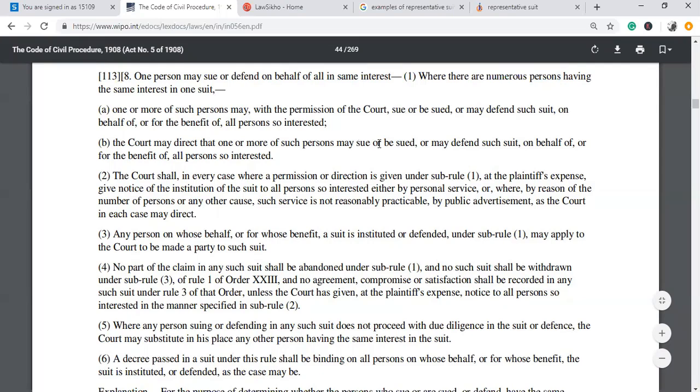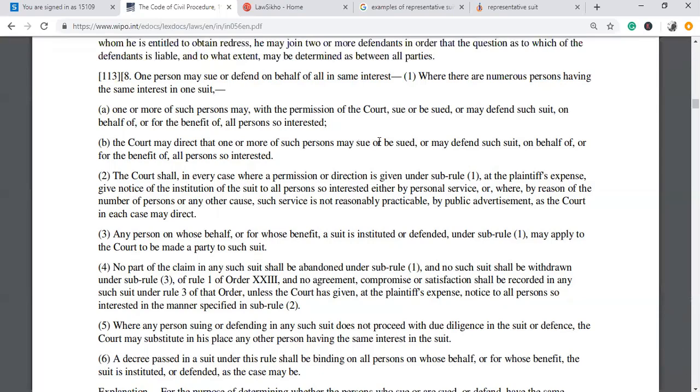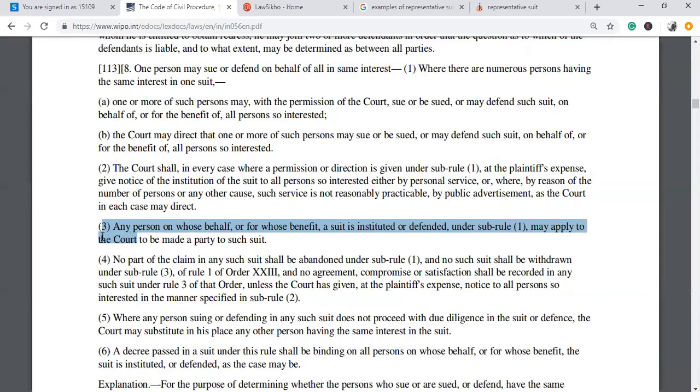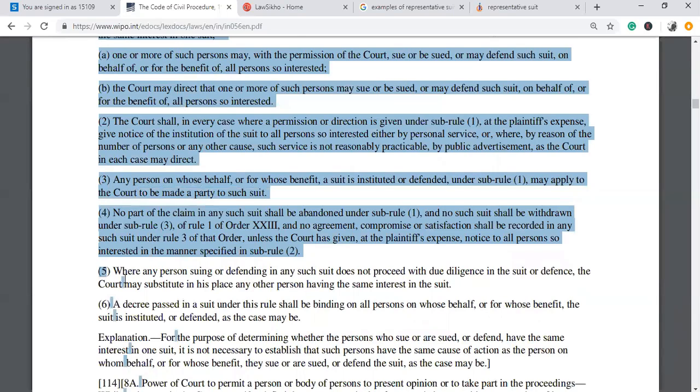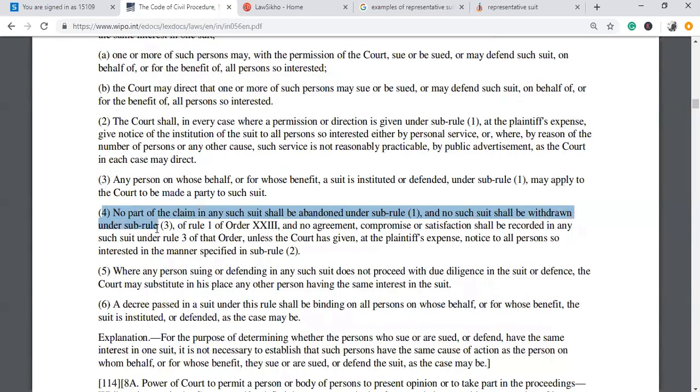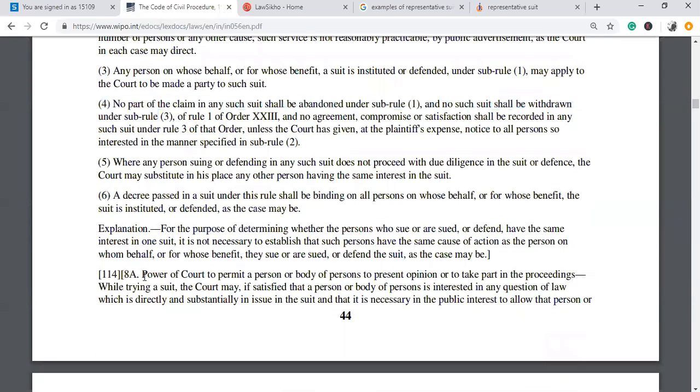Thank you very much for this video. Our next video on representative suit will be the final video of representative suit. There we'll discuss addition or substitution of party, that is under rule 3. We'll also discuss sub-rule 3. Sub-rule 5 will also talk about substitution of parties. Under sub-rule 4 we will talk about withdrawal or compromise, and we'll also discuss sub-rule 8A, and we'll conclude our representative suit with our next video.